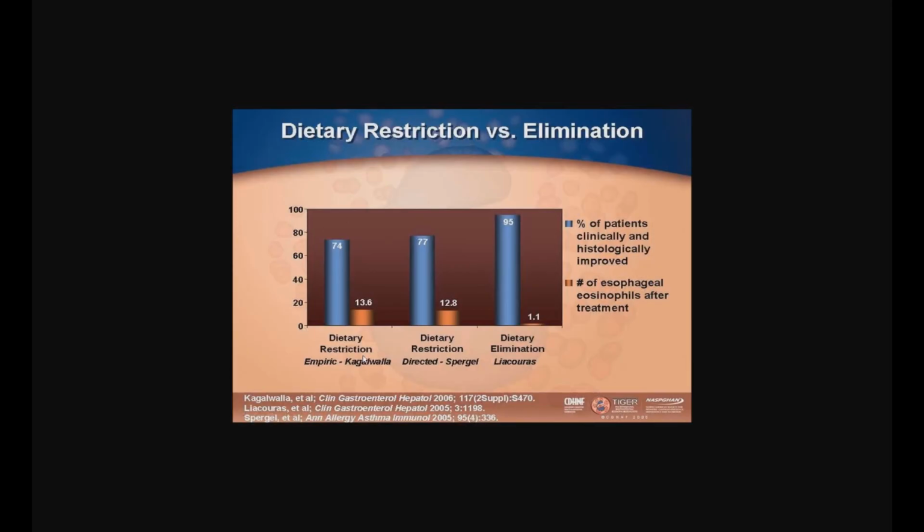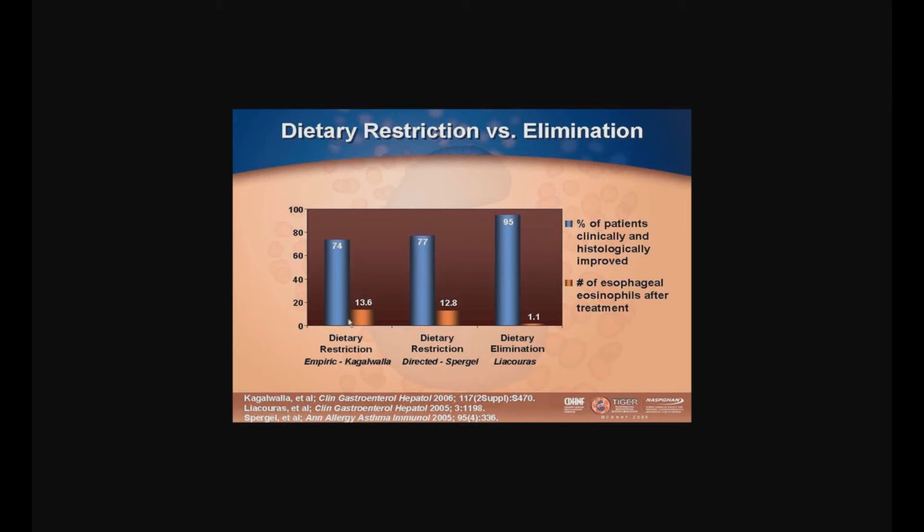So in a comparison, this slide compares several different approaches. This is based on a study by Dr. Kagalwala. The first one is the directed targeted diet based on Dr. Spergel's approach, and this is the elemental formula based on an article by Dr. Liacouras. So you can see that improvement in patients histologically and clinically occurred in 74% who were on the 6-food elimination diet, 77% on the targeted diet, and 95% got better on the elemental diet.